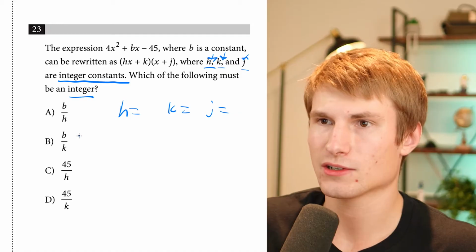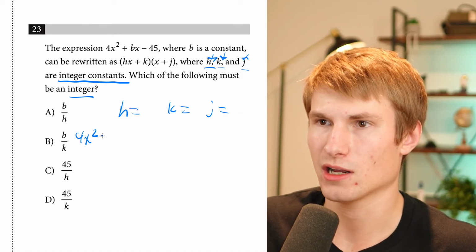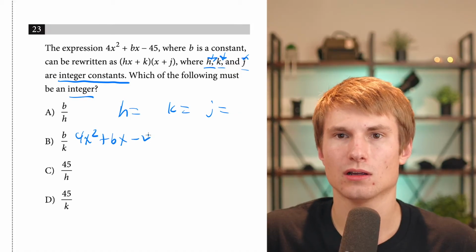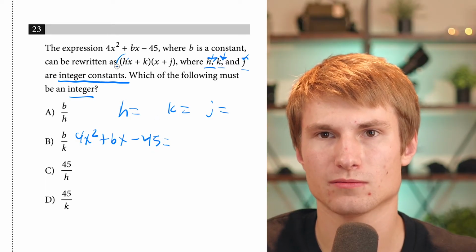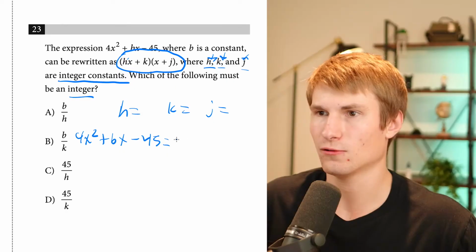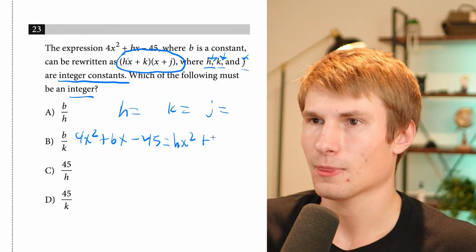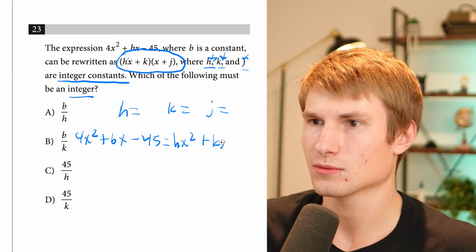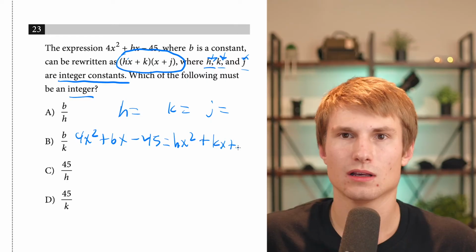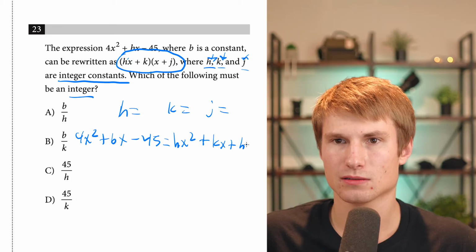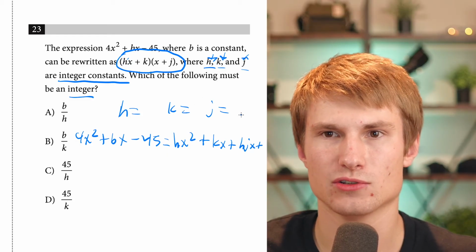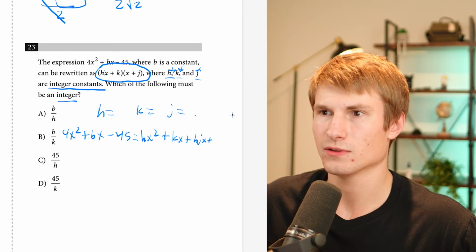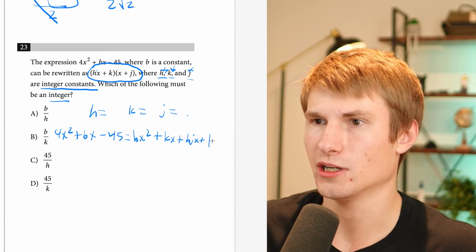So we got 4x squared, and I might run out of room writing here, so I might have to zoom out. Okay, so we start by writing this. Now we have to go ahead and expand the form that's written right here. So to do that, we're going to FOIL it out. So we'll have hx squared plus kx, so plus kx plus hjx, and then plus kj. I'm going to have to zoom out a little bit. There we go.